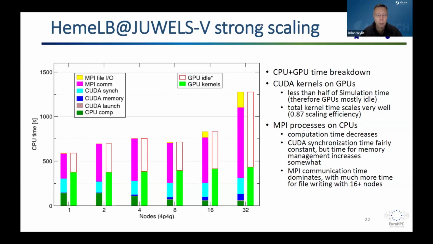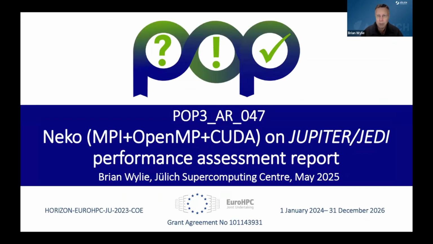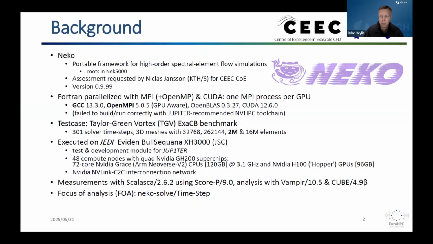Okay, so I'm going to switch from this presentation to, as I said, a more recent one. It's not the JUPITER system, which is still coming into production, but it was an early access partition of it known as JEDI. Here we're looking at an application which is a mixture of MPI, OpenMP, and CUDA. It's an application from one of the other centers of excellence. So this is from the Exascale CFD Center of Excellence.